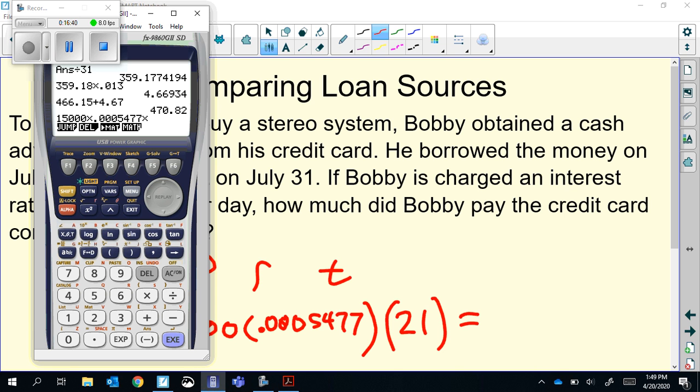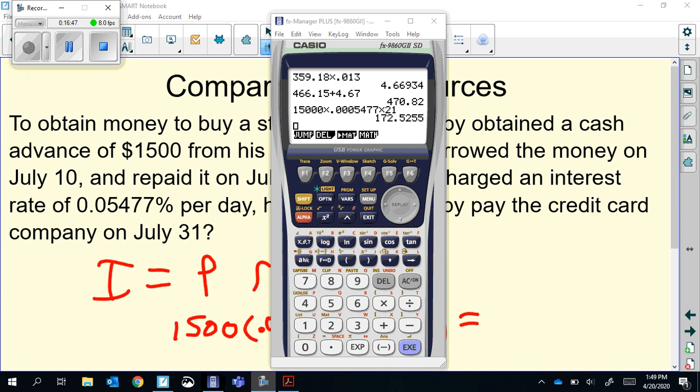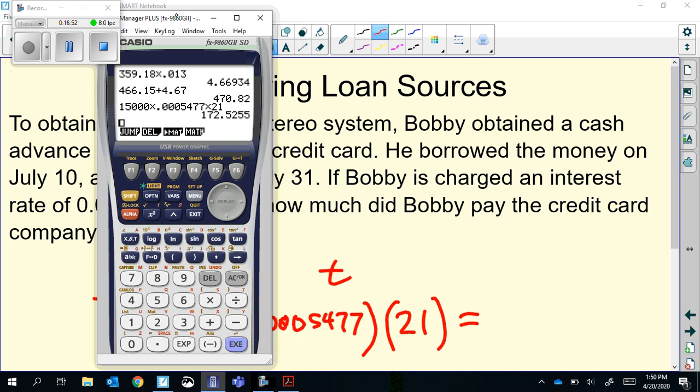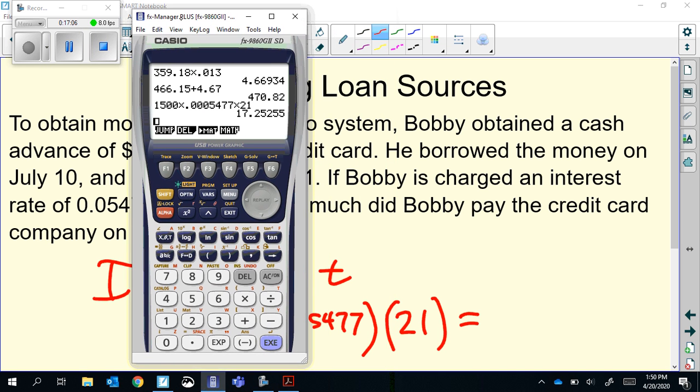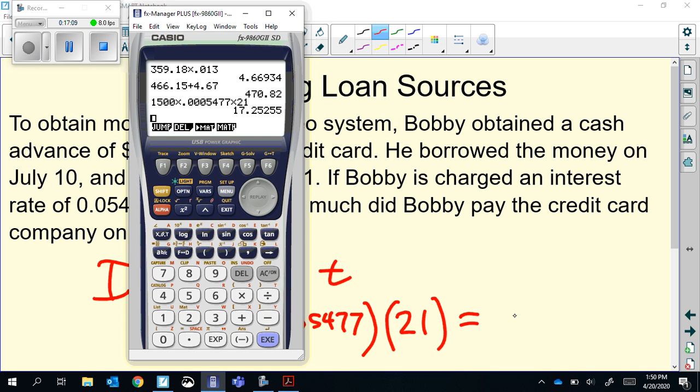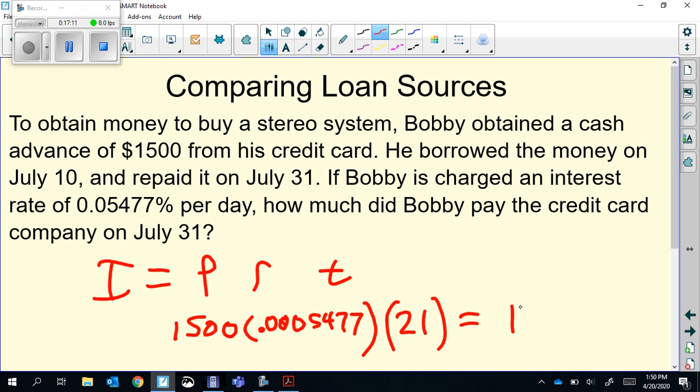$5,477 times 21 days. That is, that's wrong because I typed in too many zeros there. So instead of 15,000, it should have been 1,500. I just had too many zeros there. Let me see if I can go back and change it. All it's going to do is move that decimal point one spot to 17 instead of 172. 1725. All right, so that's our interest.